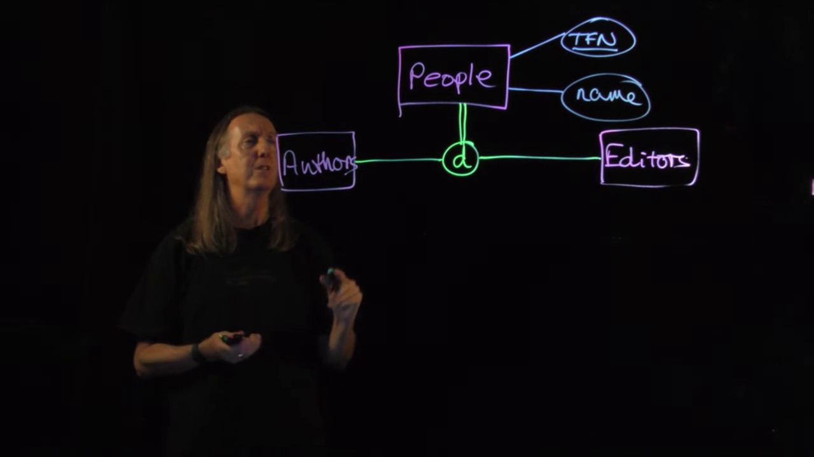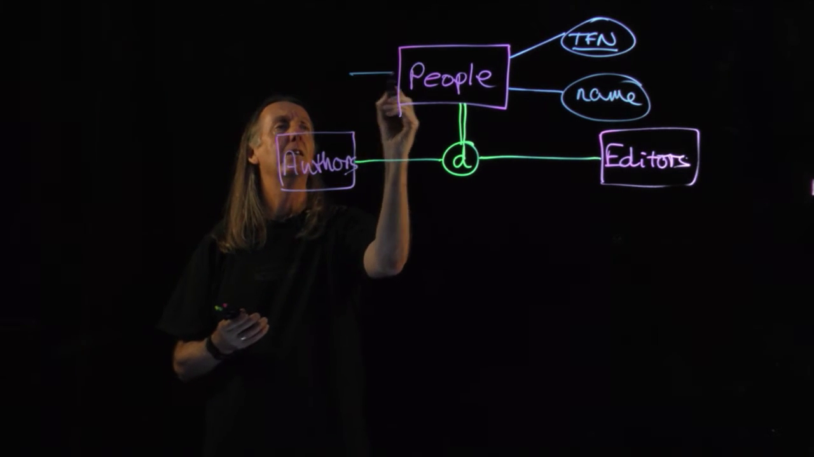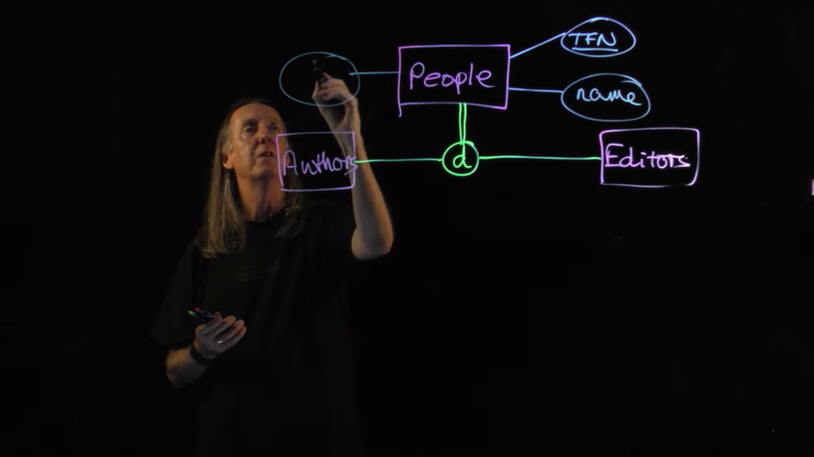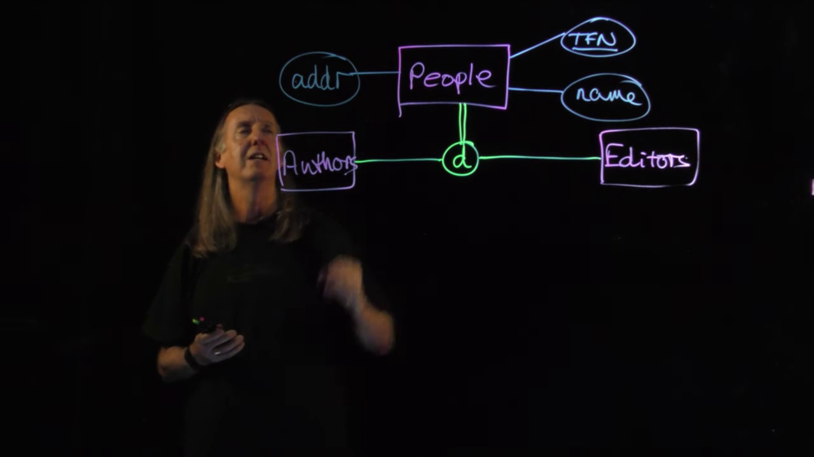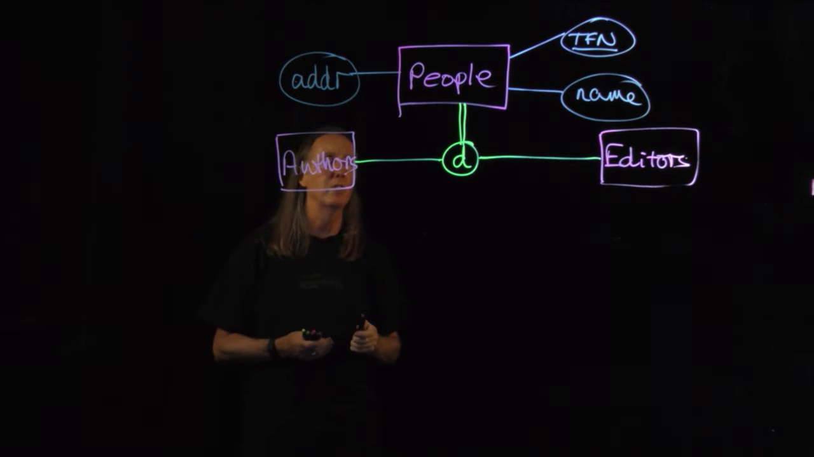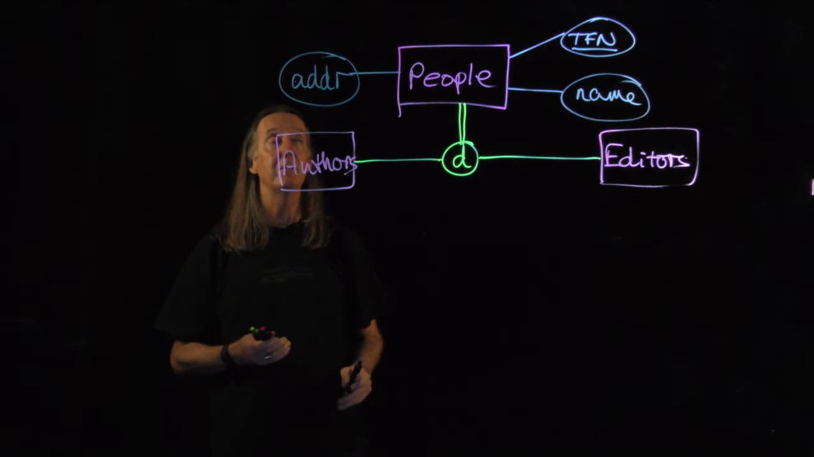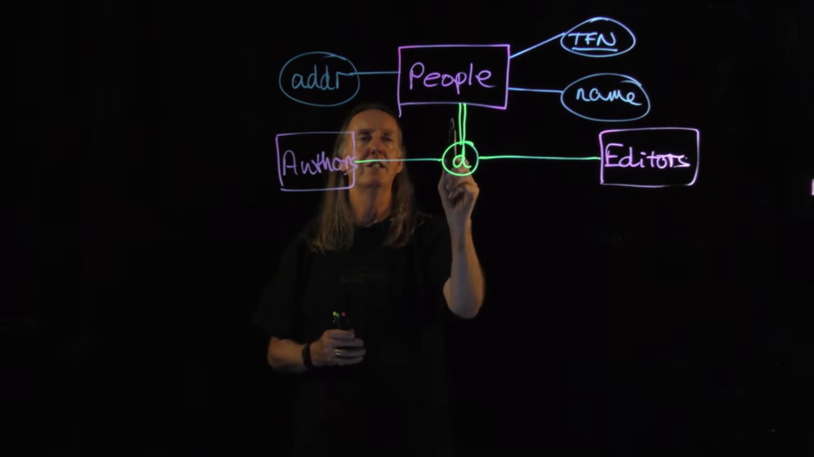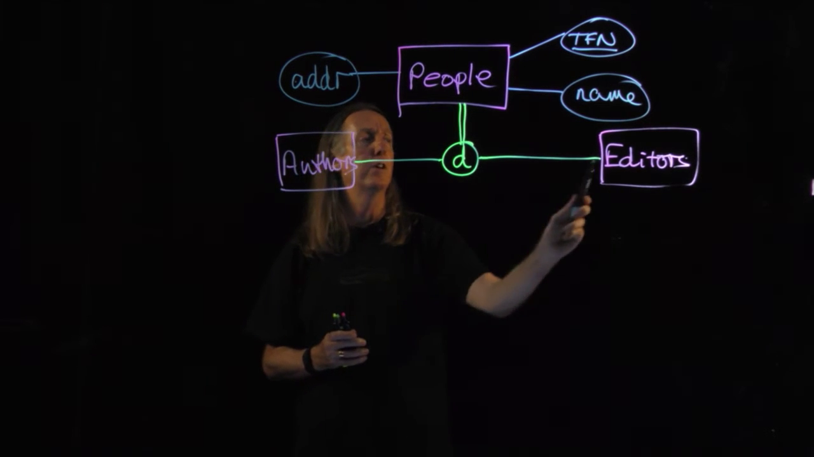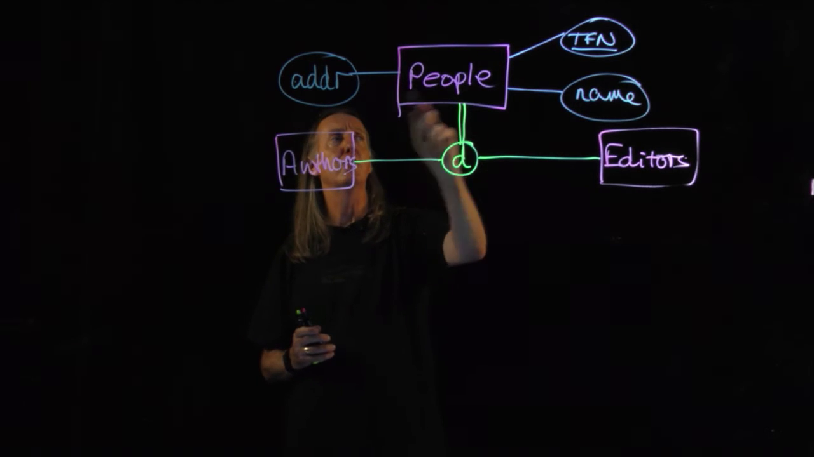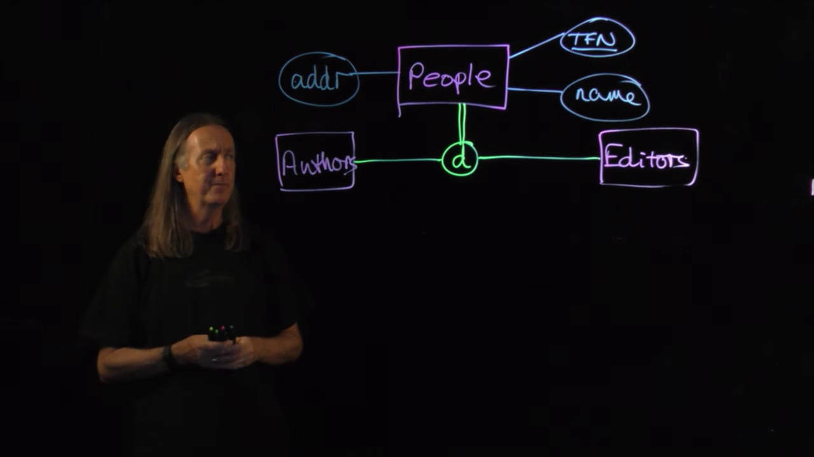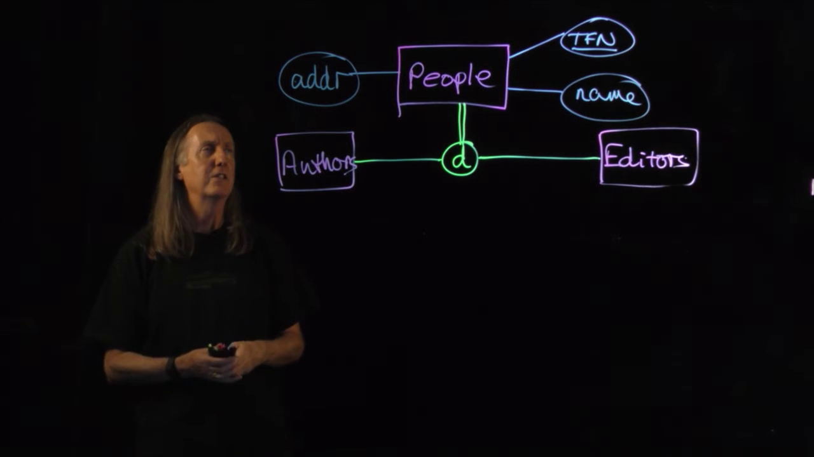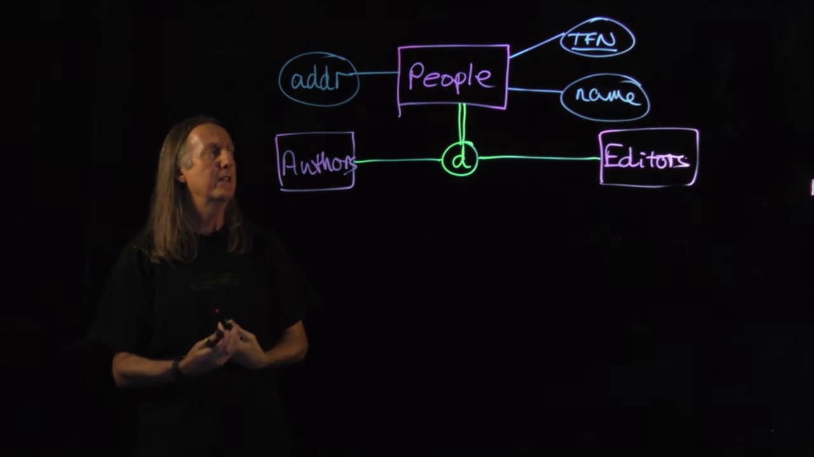The other things that we might be interested in with people are where they live in case we need to contact them. So we might also have an address as an attribute of person. So this diagram here, what it basically tells us is that everyone, whether they're an author or an editor, has a name, address, and a tax file number that describes them.